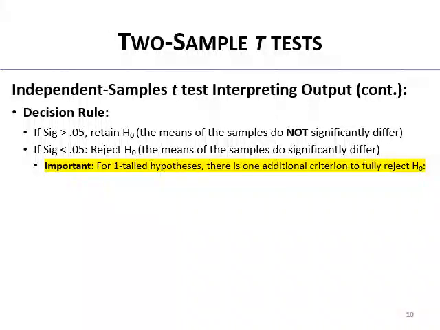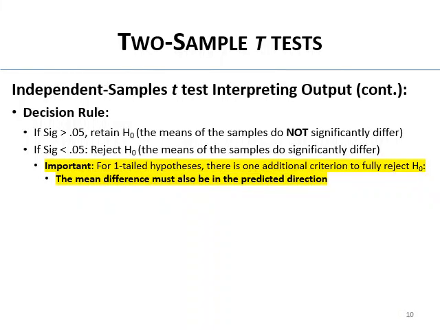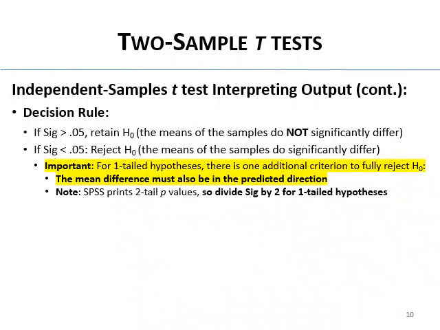If you have a one-tailed hypothesis, though, you got that extra rule. So you know they differ. Did they differ in the direction you predicted, or was predicted by the hypothesis? So that is the second thing that must be true for you to reject if you've got a one-tailed hypothesis. Not only does sig have to be less than 0.05, the means have to differ in the direction you predicted or was predicted by the researcher.